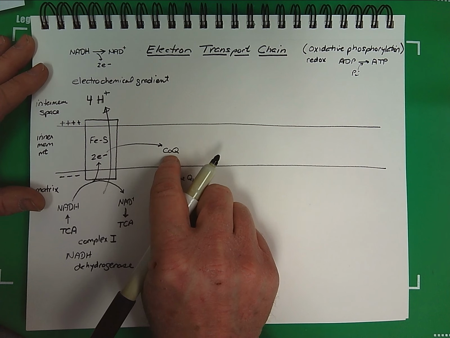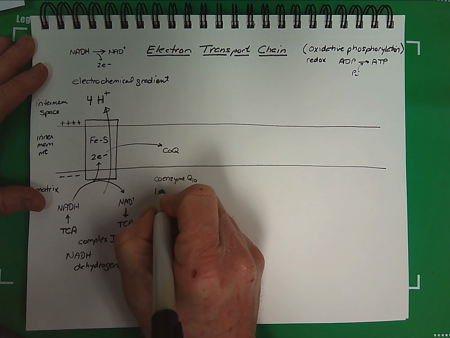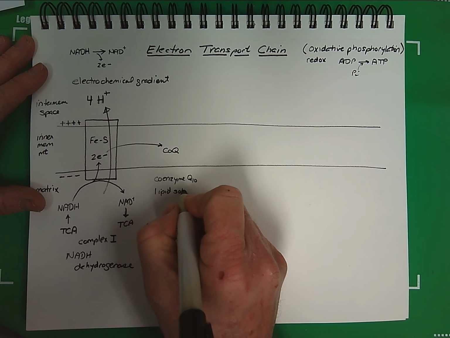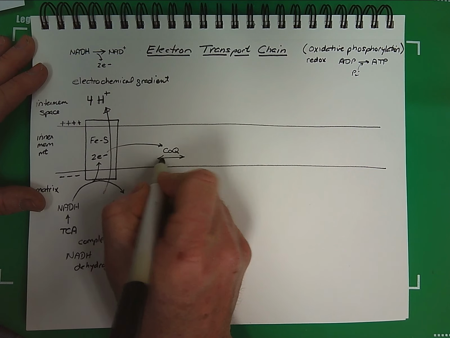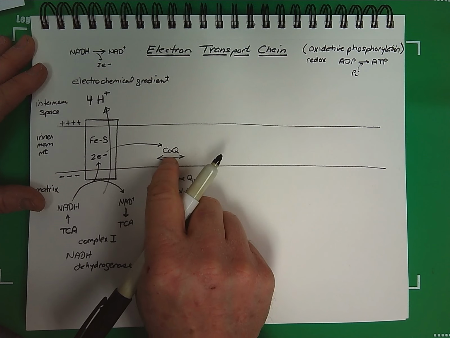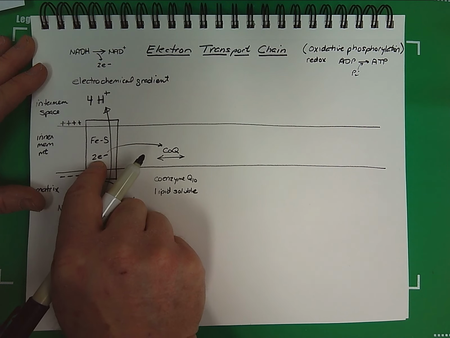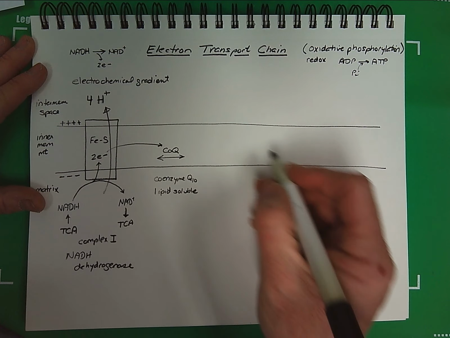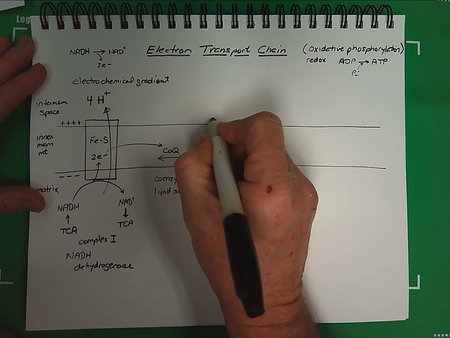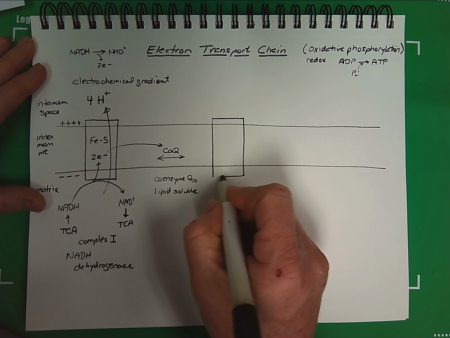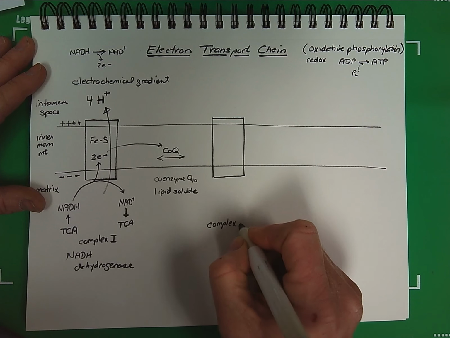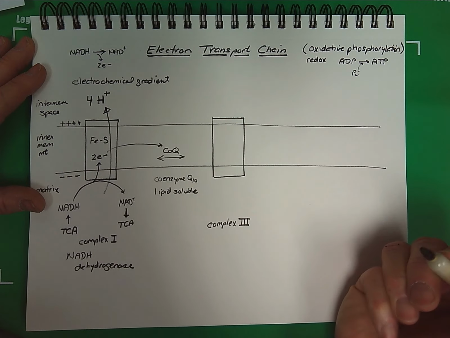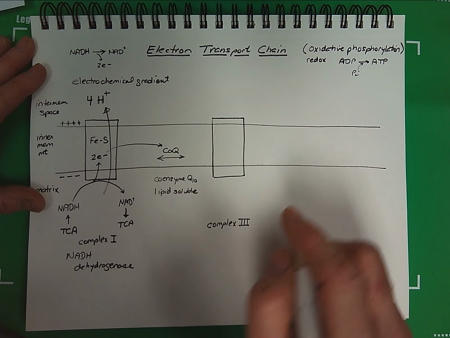Now, once the electrons are associated with CoQ, CoQ is a lipid-soluble molecule. So that means it can diffuse readily within the membrane itself. The job of CoQ is to just transfer the electrons from complex 1 to the next complex. The next complex that we encounter is called complex 3. Yes, not 2, but complex 3.